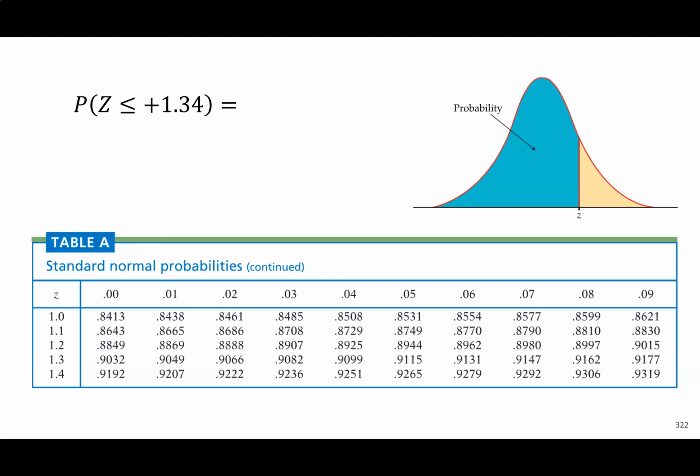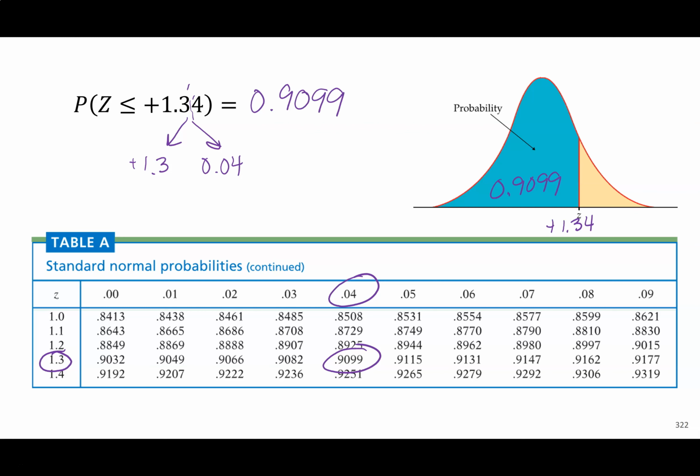So finding the probability here, there are going to be a couple of steps. Positive 1.34, I'm going to break it up. So positive 1.3, then 0.04. Line them up. So 1.3 is my row, 0.04 is my column. I get 0.9099. So this is the probability that z is less than. So you have to stop and consider, do I want the probability less than, or do you want higher?